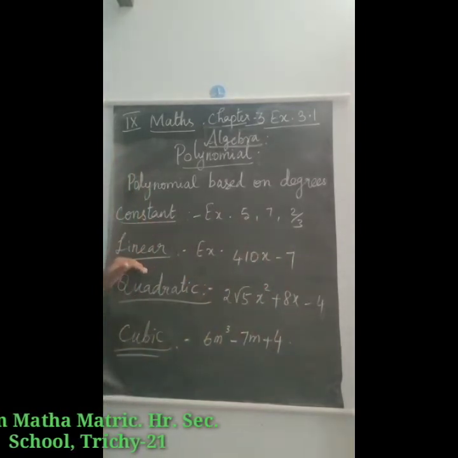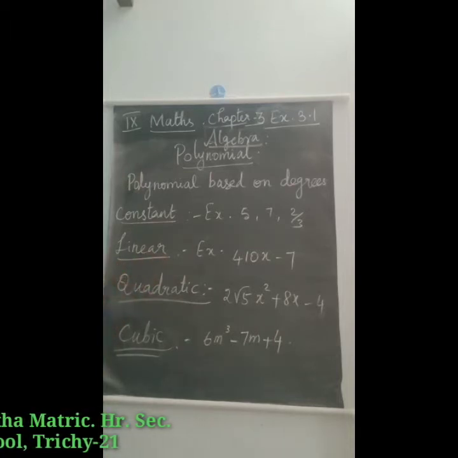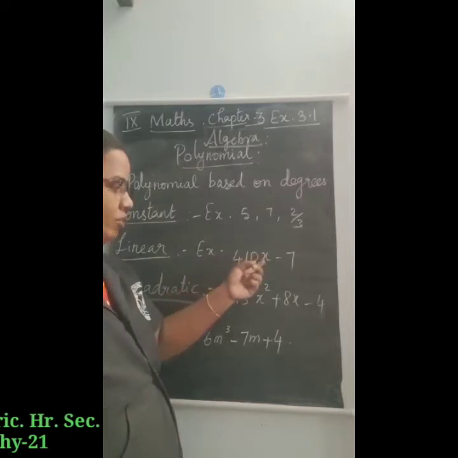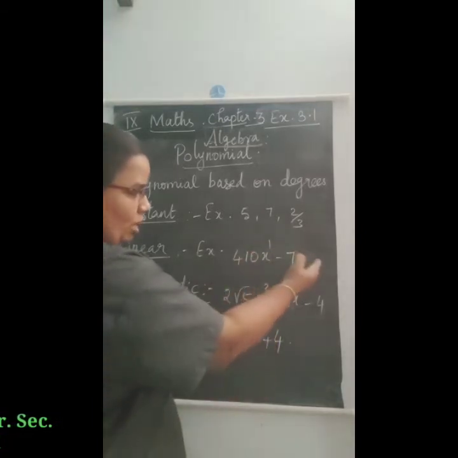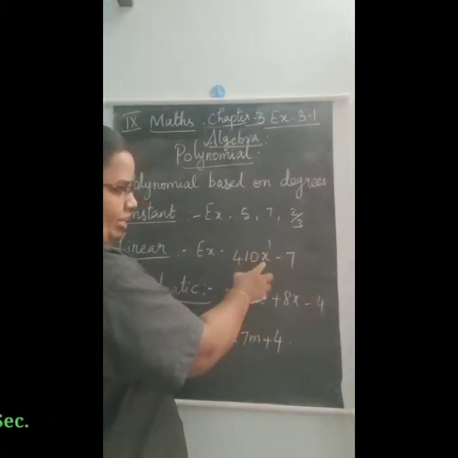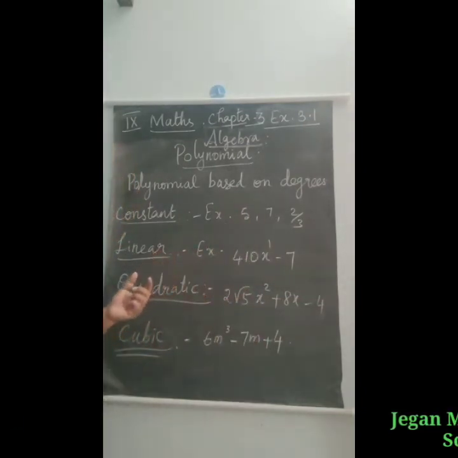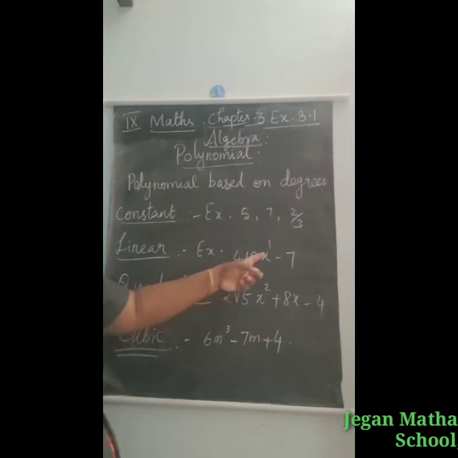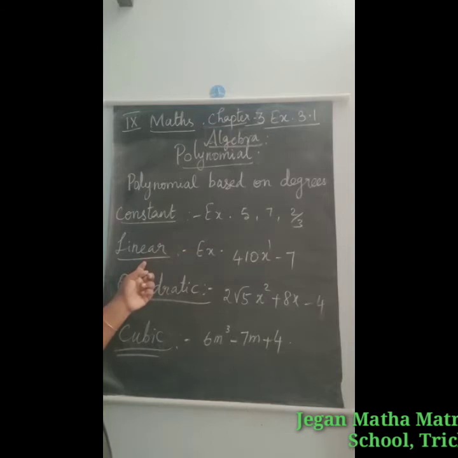Next one is linear polynomial. What is linear polynomial? A polynomial of degree 1 is called linear polynomial. What is the meaning of degree 1? Here one variable is there and power is 1. There is no other variable here. There is only one variable and the power should be 1. So a polynomial of degree 1 is called linear polynomial.